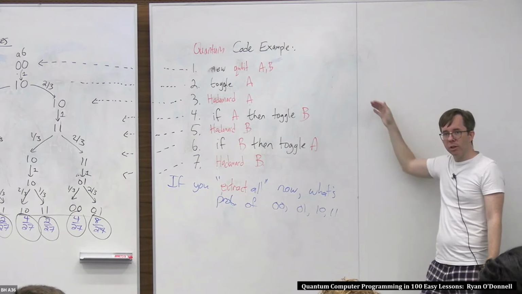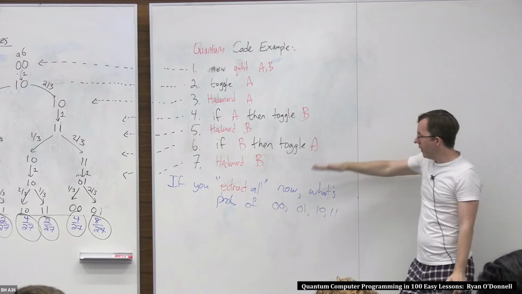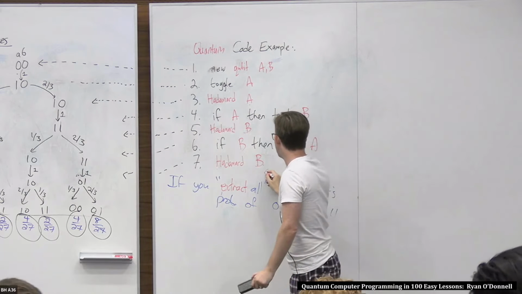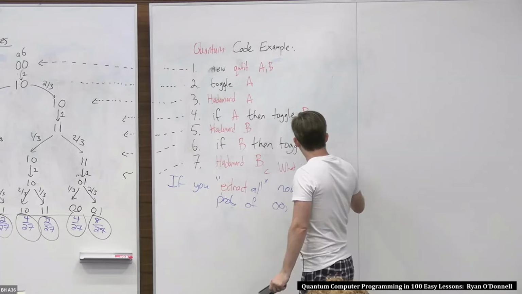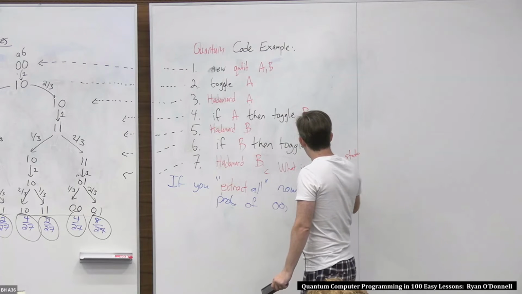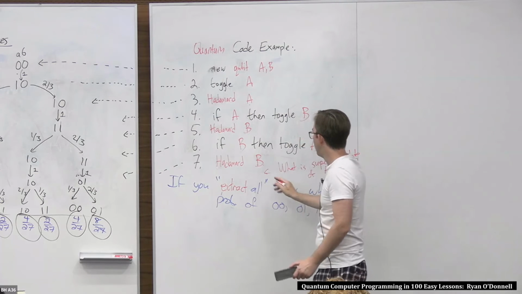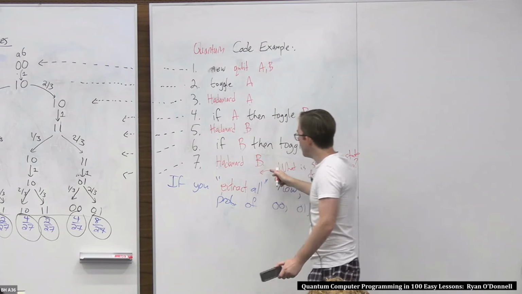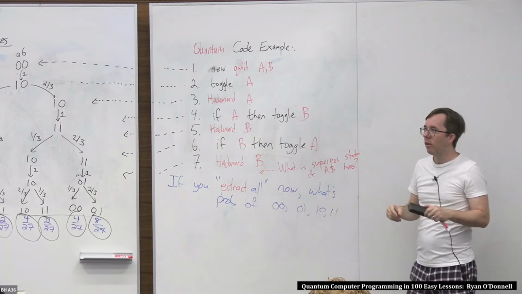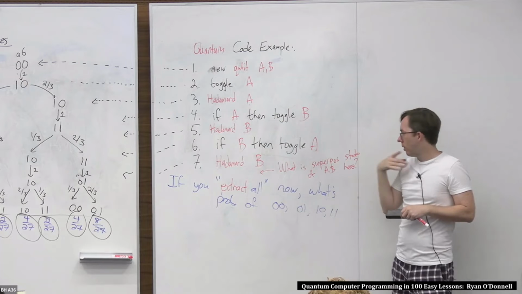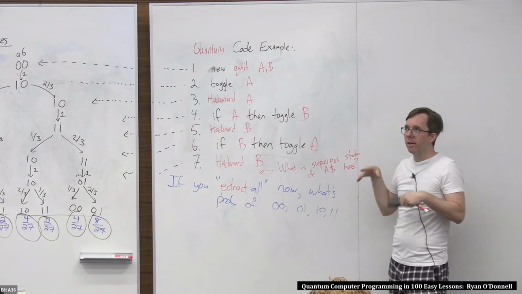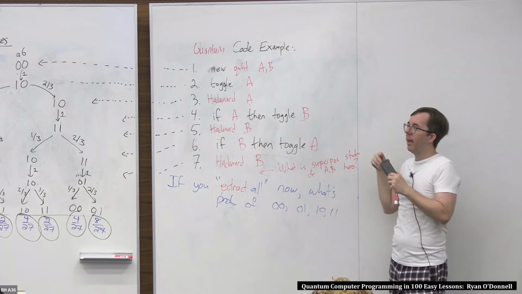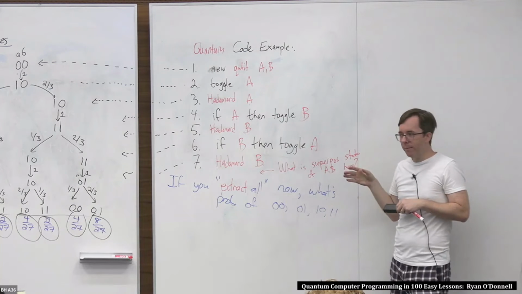Now, how do we answer this question? Well, the main thing we have to do is work out the superposition state of A and B at the end here. Once we know that, it'll be something like W amplitude on 0, 0, X amplitude on 0, 1, Y amplitude on 1, 0, and Z amplitude on 1, 1.